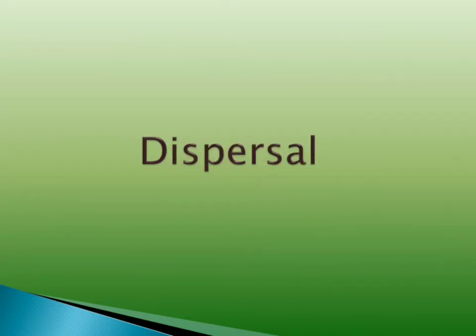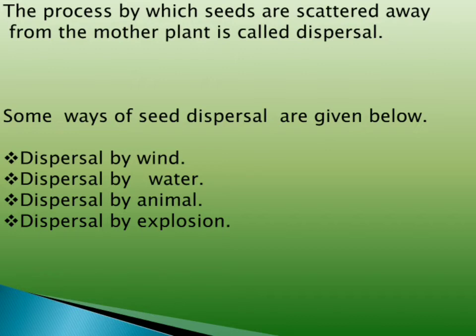Next, dispersal. Children, what is meant by dispersal? See here, particularly we are going to learn about seed dispersal. Okay. So seed dispersal is a movement or transport of seeds away from the parent plant. The process by which the seeds are scattered away from the mother plant. So it is called dispersal. See, I have given the definition. The process by which seeds are scattered away from the mother plant is called dispersal.